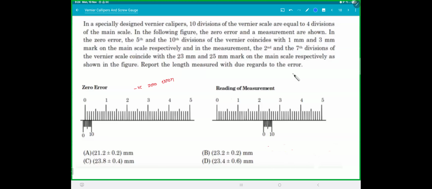Now, if you go with the regular method, you'll go mad. That is 10 Vernier divisions are matching with 4 main scale divisions. Take a minute more, then I'll show you. I hope everyone understood. This is not matching with one division, it is matching with two divisions. It doesn't matter. You can choose any division, the answer will still come the same.